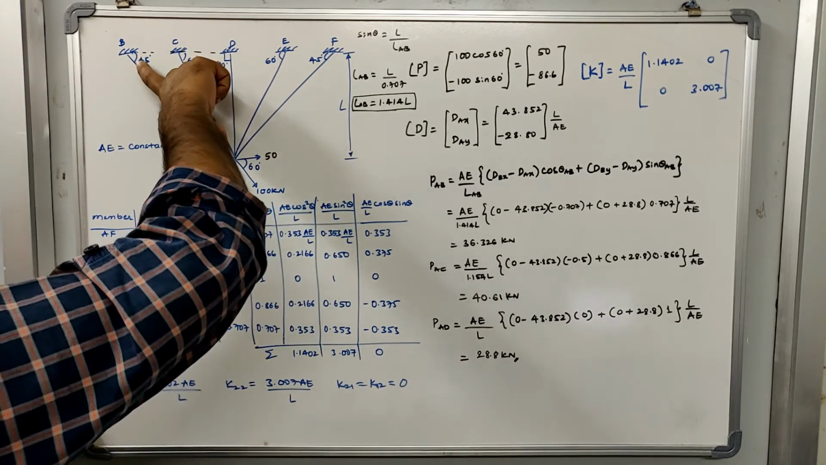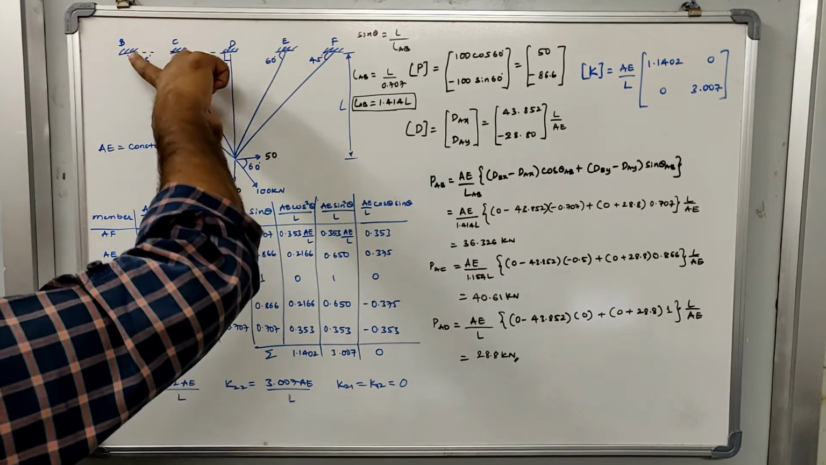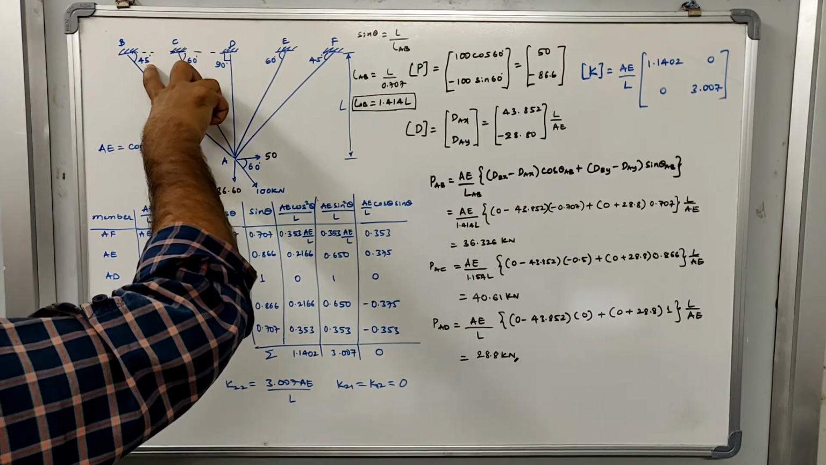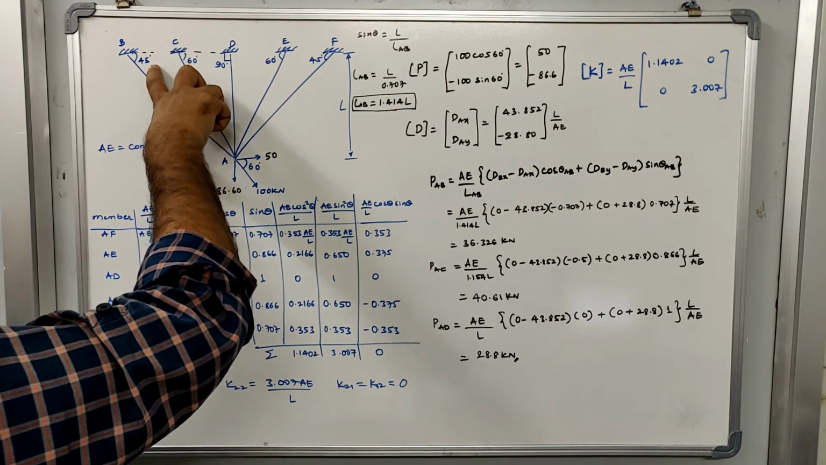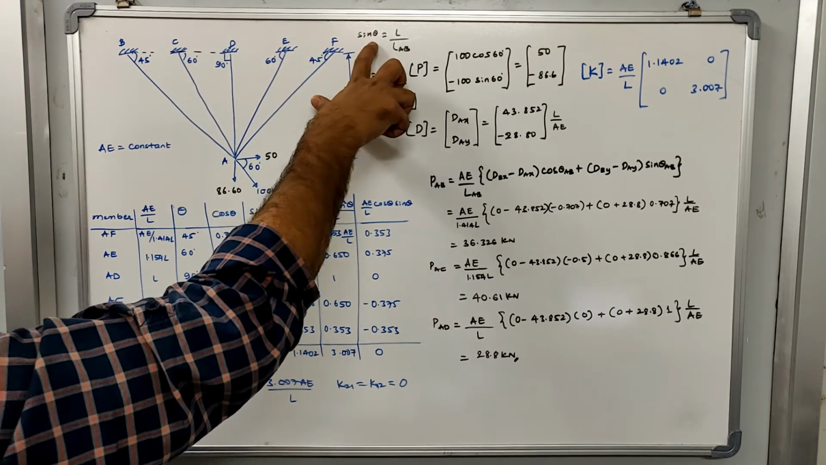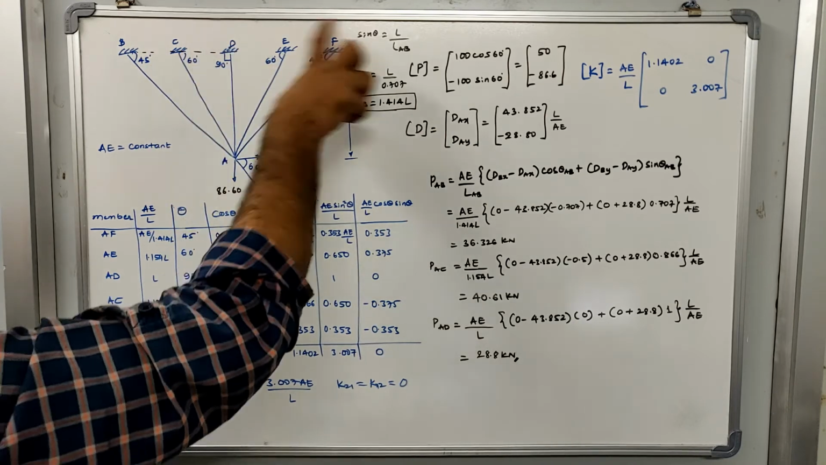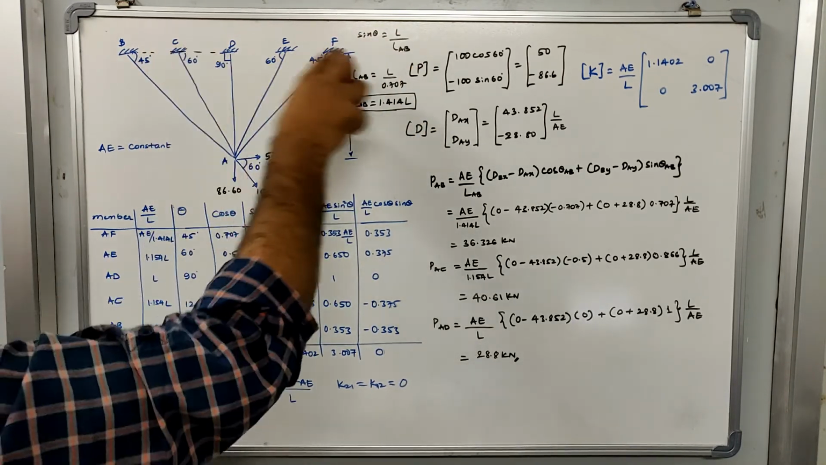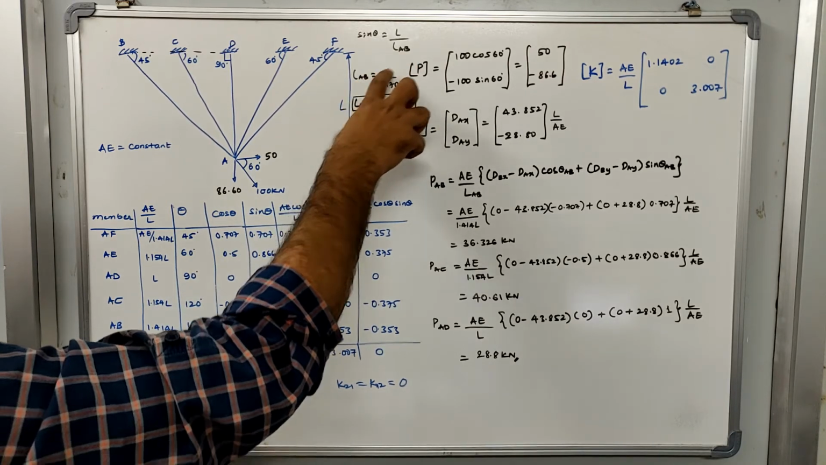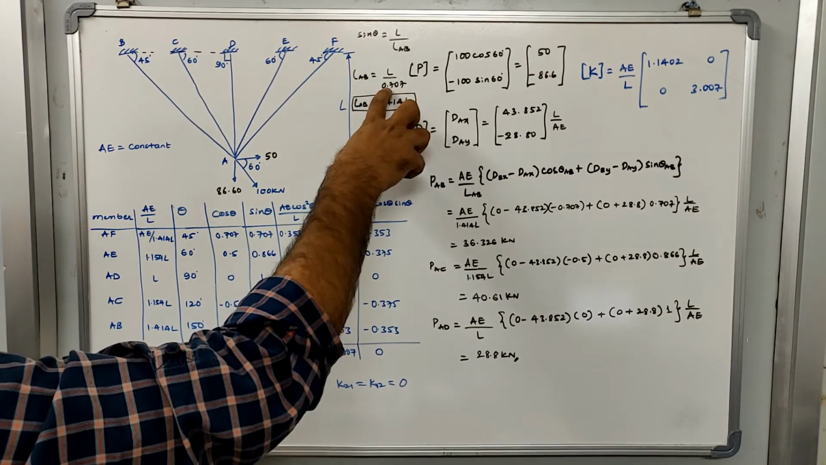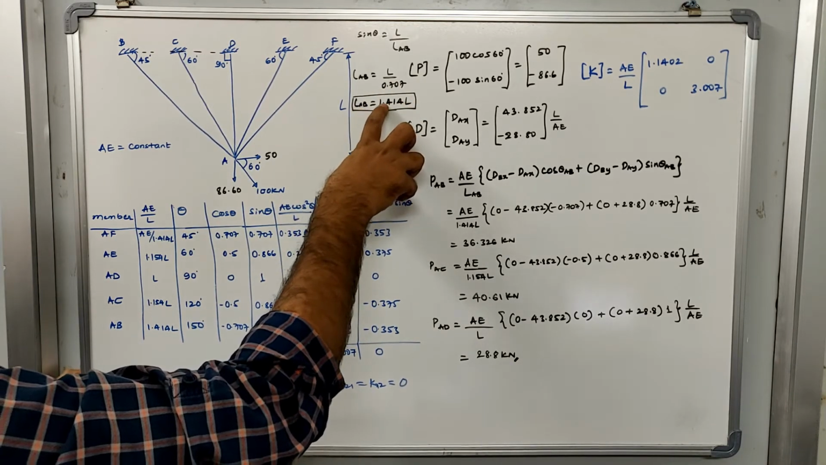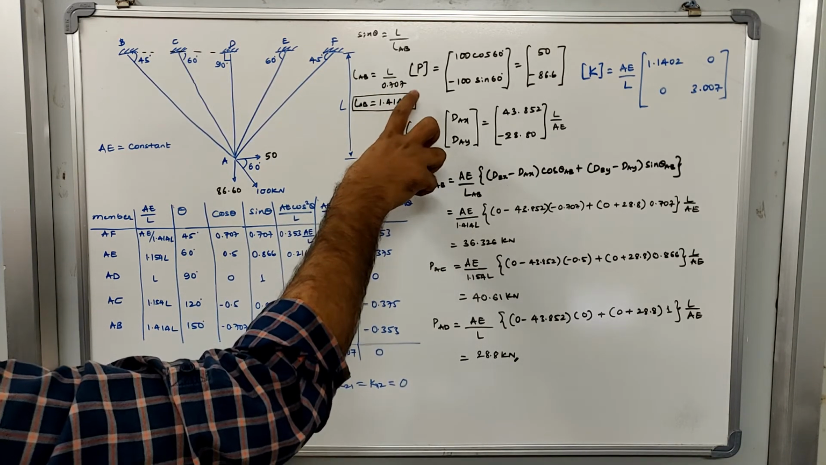So this will be a triangle. In this triangle, this is your hypotenuse, and this is the side opposite to this angle, which is 45 degrees. So sine of 45 degrees, or let me call it sine of theta, will be equal to L divided by LAB. Now LAB will be equal to L divided by sine of theta, which is 45 degrees, and if I solve, LAB is 1.414 times L.